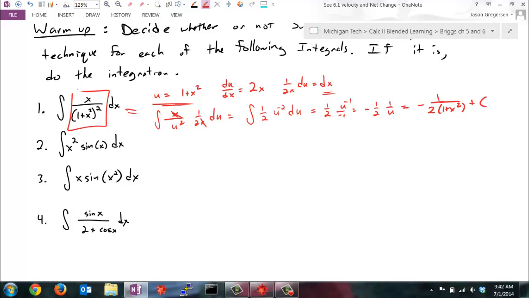I see x squared sine x. The derivative of sine x is cosine. I don't see any cosines around. The derivative of x squared is 2x. I don't see any x's hanging around. Okay, so that's not a candidate for substitution. What about the next one?